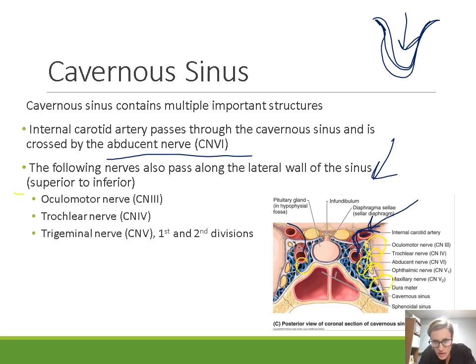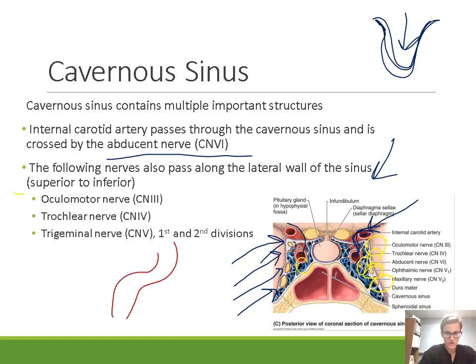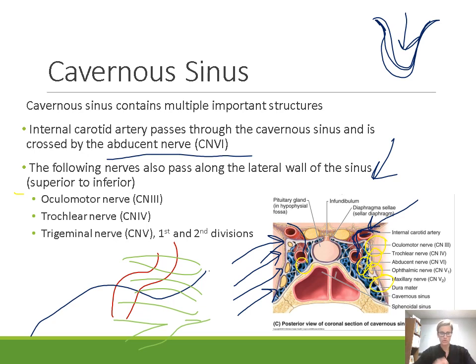So I could show you over here. There's 3, 4, 5-1, and 5-2. Now those just pass along the lateral walls. The abducent nerve or cranial nerve 6 comes in and crosses over the internal carotid artery. So if you were looking at it from the side, you would see your internal carotid artery, and the cranial nerve 6 coming in and passing over it. Whereas the others you would see just coming straight along the sides. You'd see 3, 4, and then 5-1, 5-2, just coming straight like that.